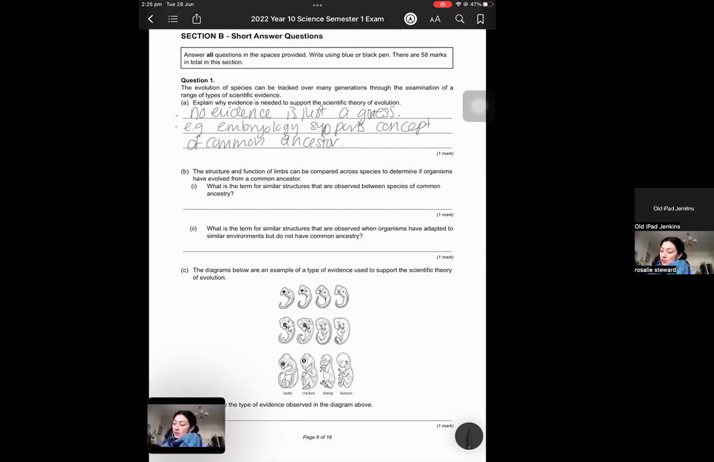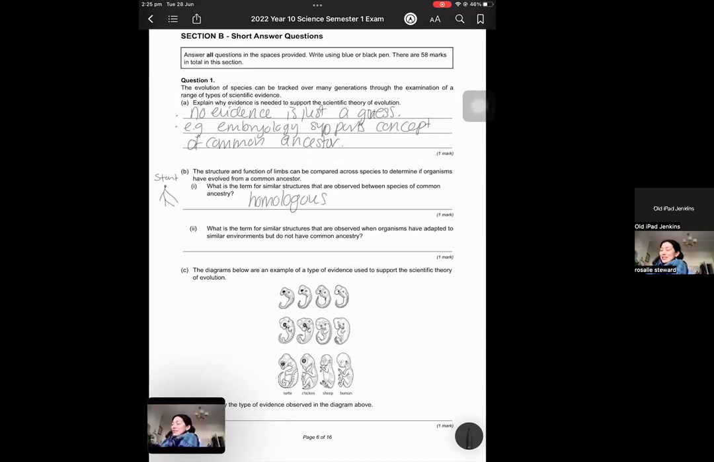So the structure and function of limbs, and so on. What is the term for similar structures that are observed between species of common ancestry? That's the idea of things starting to have similar species and then branching out like this. Think of that image in class. For instance, humans and horses both derive from a common mammal, and we both have 4 limbs. This here is homologous. So all we're looking for here is the word homologous.